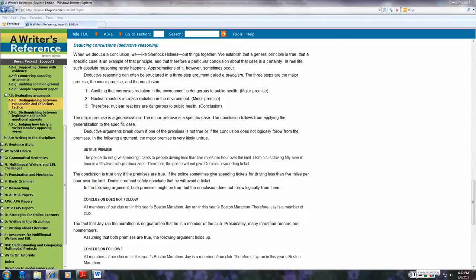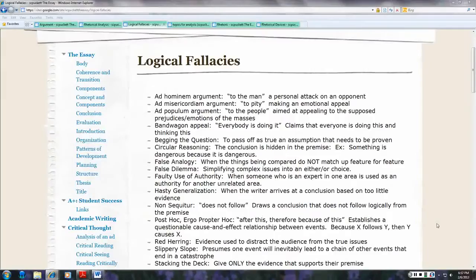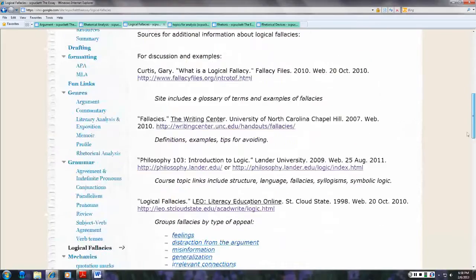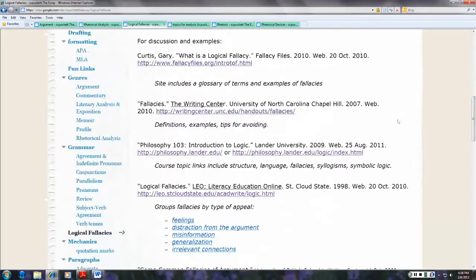And if we go back to the essay website, we can see the list of logical fallacies, those things that look like they may be good logic but aren't. And on the same page, you'll find that there are additional sources of information for discussion and examples. The Literacy Education Online site groups fallacies by type of appeal. But these are excellent resources if you want to look further into false logic.